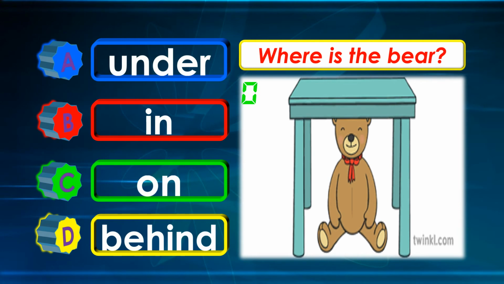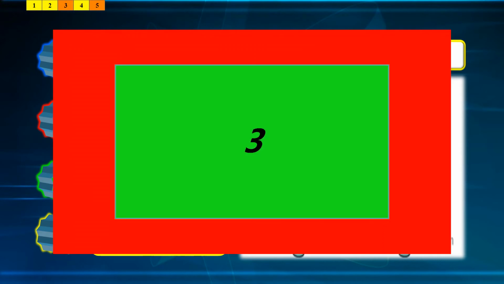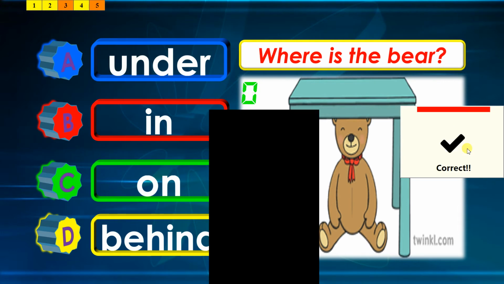This is a buzzer question, so the fastest player to buzz in first. Let's press start. And here the music's changed. So I press the finger button on top. You can see they've got 8 seconds, 7 seconds to answer. So I'll go for B, which is incorrect. Next player can buzz in. Go for A, under.